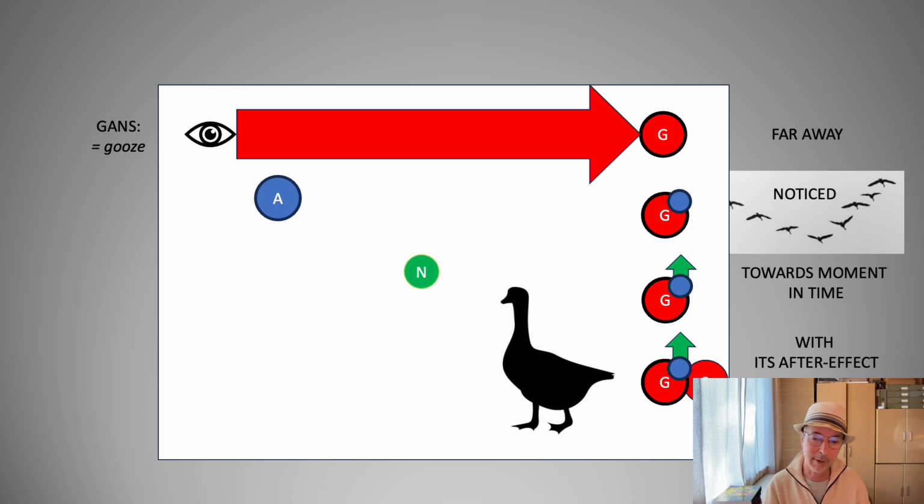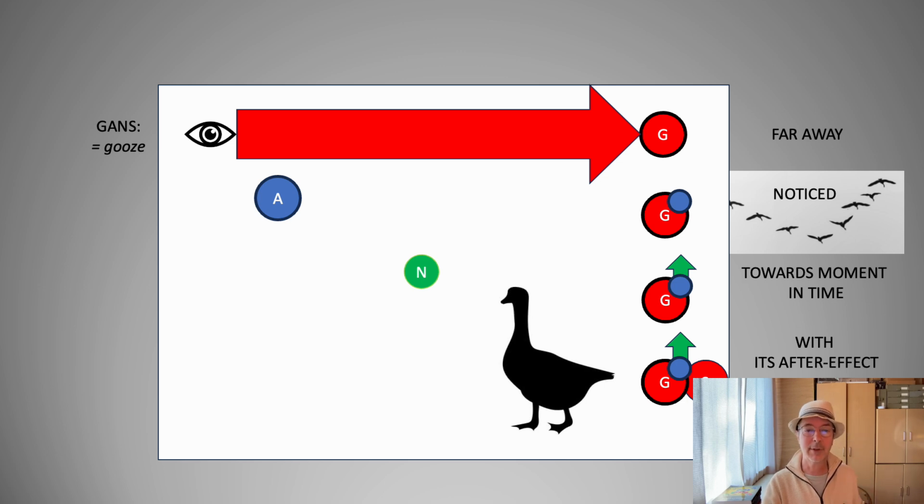When winter is coming, we hear them disappear. We know, okay, now it's getting colder. We know there's a timing aspect involved, and that's already the next moment, and it has its after effect in all kinds of ways. How we perceive it, that's how we perceive the GANZ.